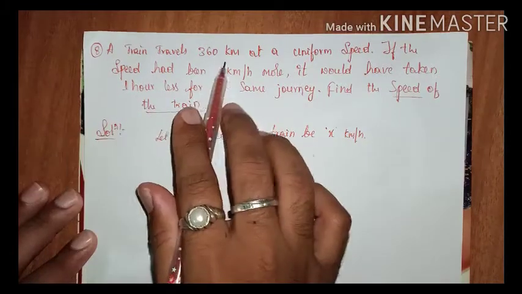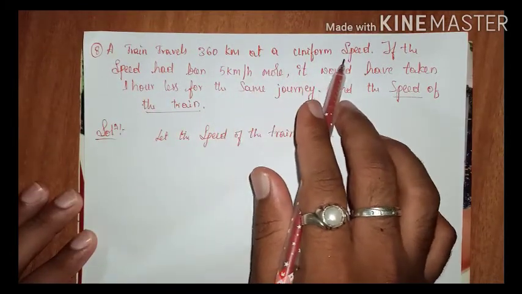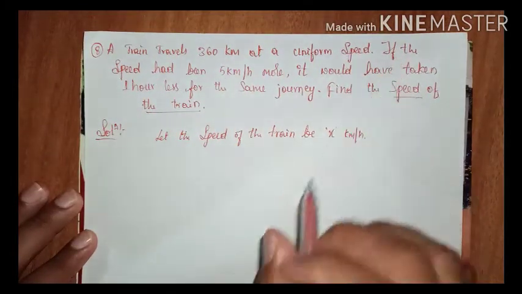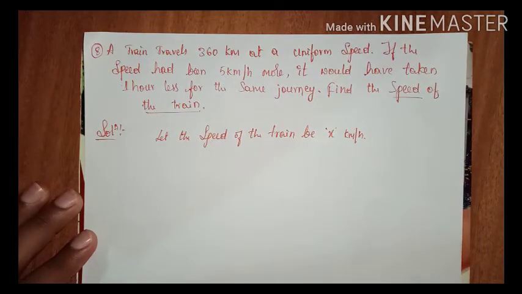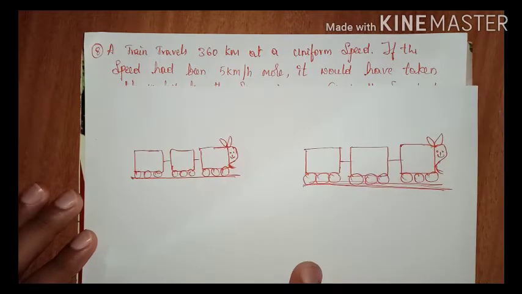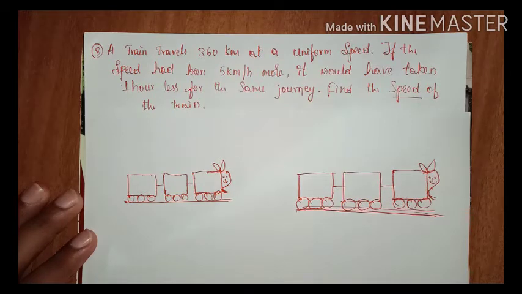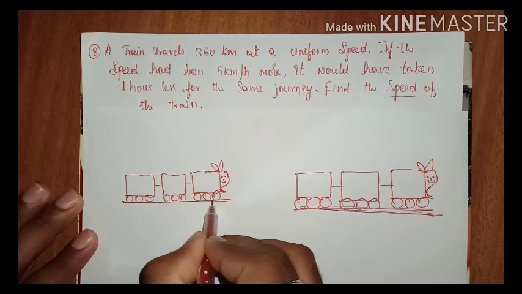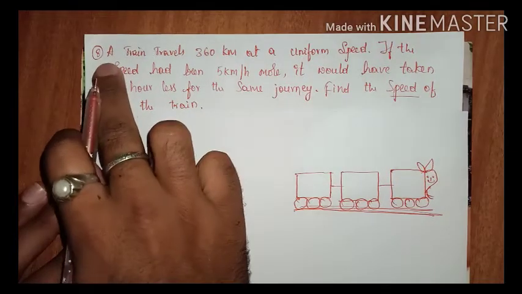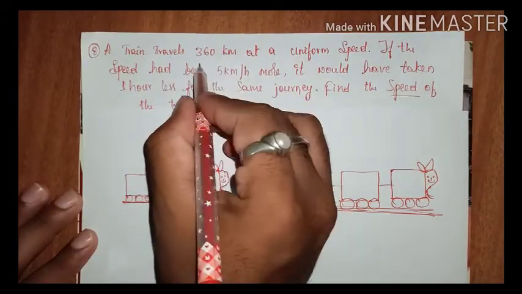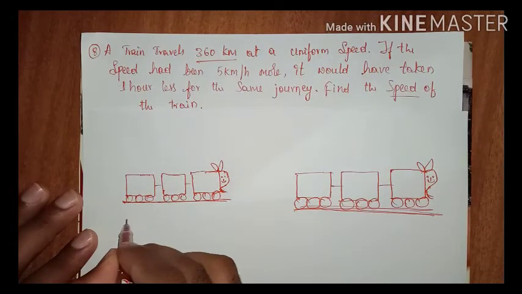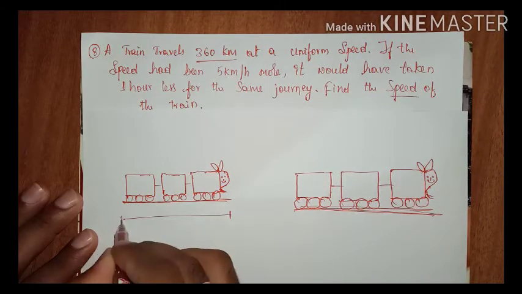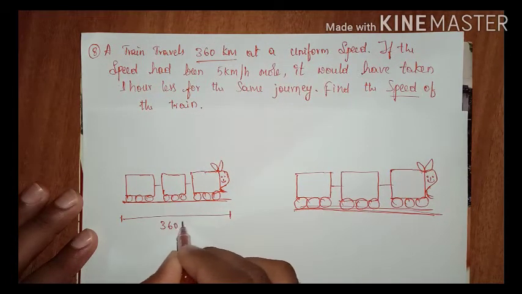A train travels 360 kilometers at a uniform speed. Let us consider a train here. I have drawn already a beautiful train here. So here a train travels 360 kilometers. 360 kilometers means the distance is 360 kilometers.